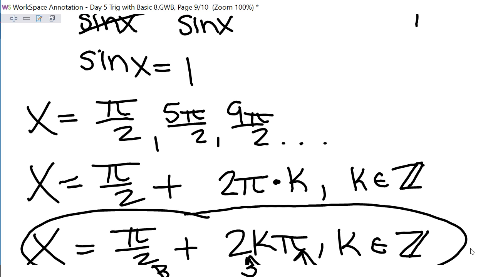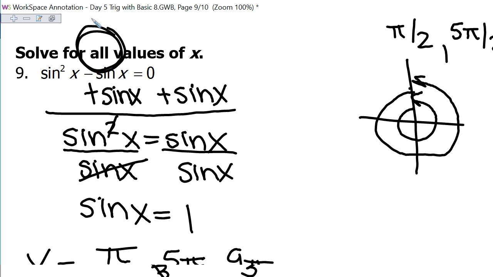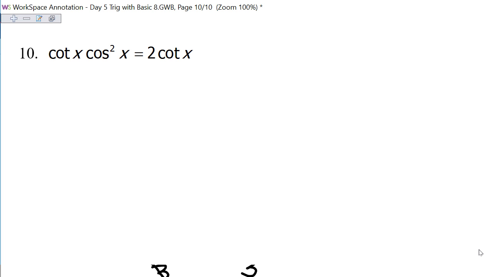Okay, number 10. Now, you only have to do that when it says to solve for all values of x. If you see that word all, you have to use a recursive formula. Last one, number 10. I see a cotangent, a cosine squared, and a cotangent. What can we do here? Divide both sides by cotangent.